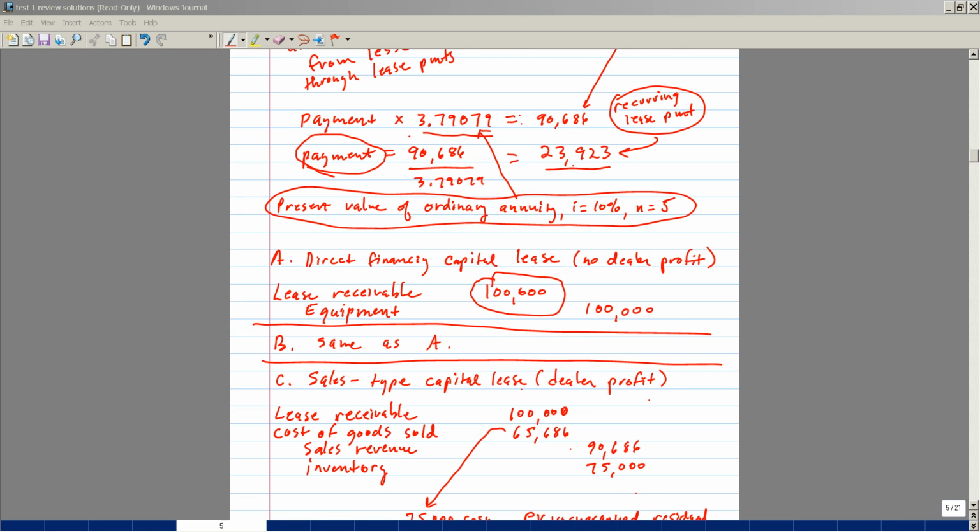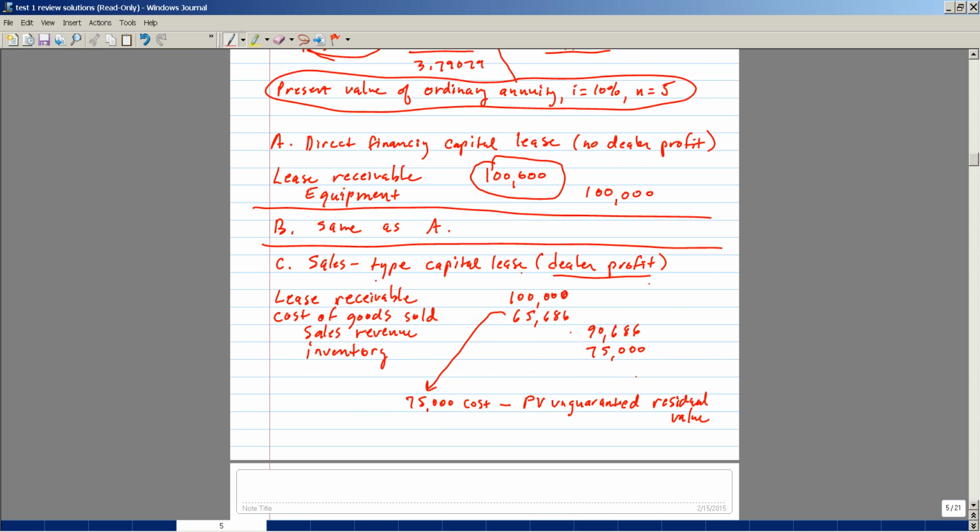Okay. Part C of the problem asks you to record the entry in the lessor's records, assuming that the residual value is unguaranteed and the asset is carried in the lessor's accounting records at $75,000, and the asset is considered inventory by the lessor. So those facts indicate that you've got a sales type capital lease here rather than a direct financing capital lease from the point of view of the lessor, because there's dealer's profit. You know this guy's a dealer in this sort of item because it's considered inventory in his accounting records, and because the carrying amount of the asset of $75,000 is less than its fair market value. So both of those are the earmarks of dealer profits, so we've got a sales type capital lease here.